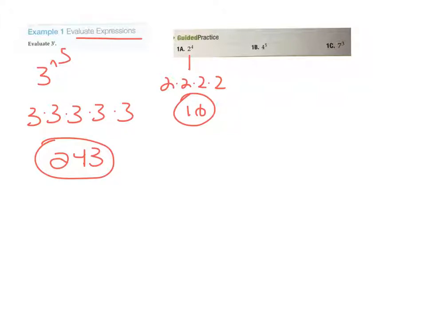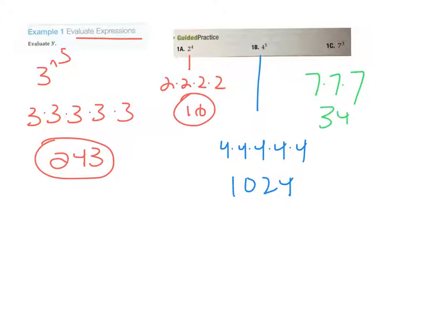So let's take this. This really means 2 times 2 times 2 times 2, which is 16. If you take 4 to the 5th power, this answer, 4 times 4 times 4 times 4 times 4, you'll get 1024. And then 7 to the 3rd power is 7 times 7 times 7, which equals 343. So there's our answer by evaluating those expressions.